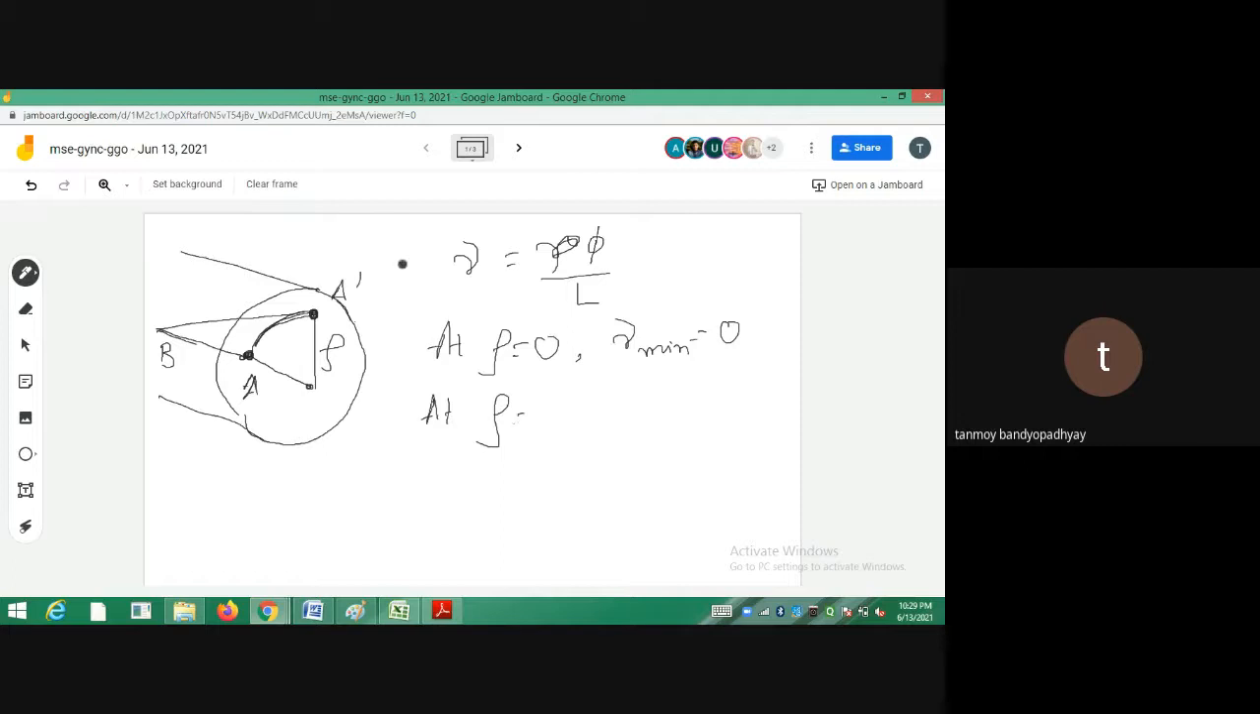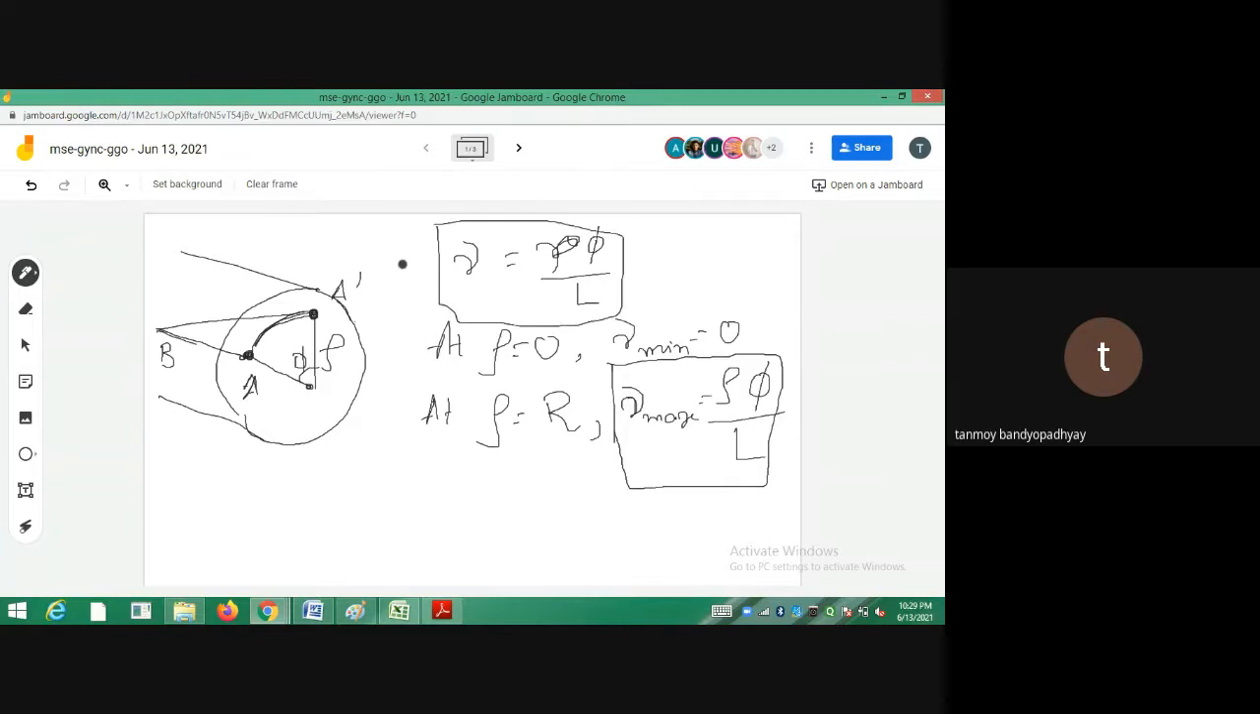At rho equal to capital R, where capital R is the total radius of the shaft, you will get gamma max. So this gamma max will be equal to rho into phi divided by L. I hope you can understand that this phi doesn't change. For all the radii, if A prime was lying somewhere here also, this phi angle will remain constant. So this is the maximum shearing strain that occurs on a circular cross section. And from here you can see that gamma varies as rho. So the shear strain varies as rho.